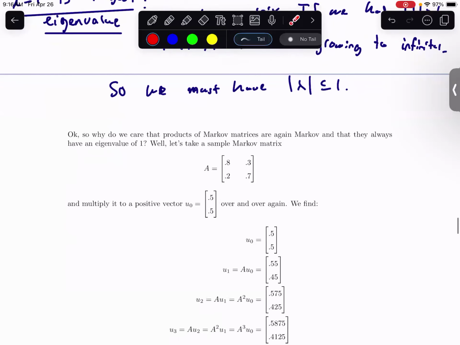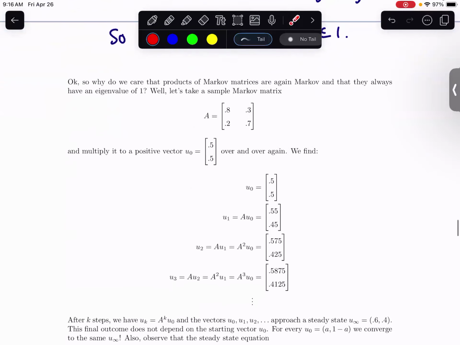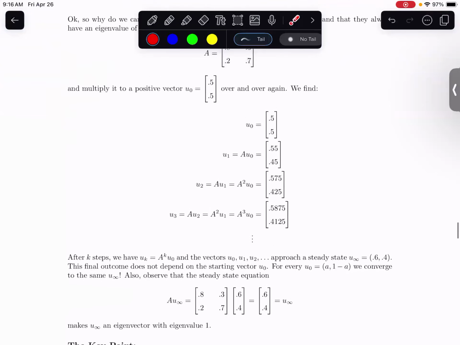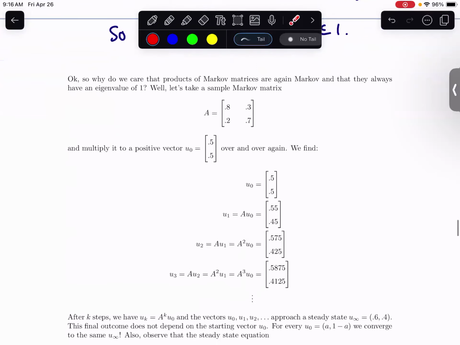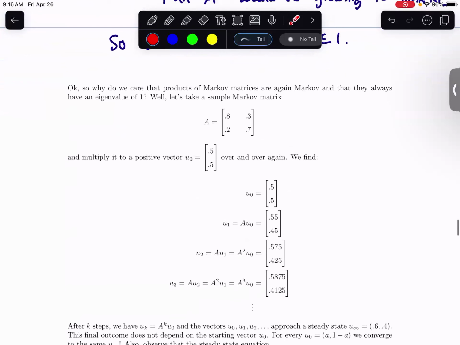These are just two propositions we'll make use of today. But the next page and a half really goes into why Markov matrices are important or how they can be utilized. So the question to frame this is: why do we care that Markov matrices are Markov? And why do we care that they have a maximum eigenvalue of 1?